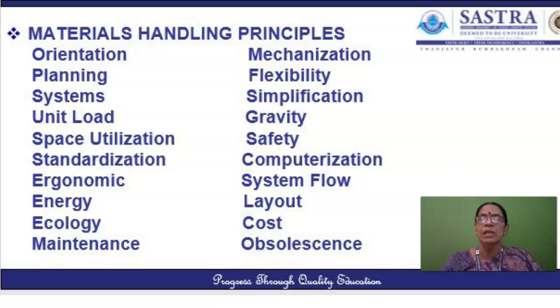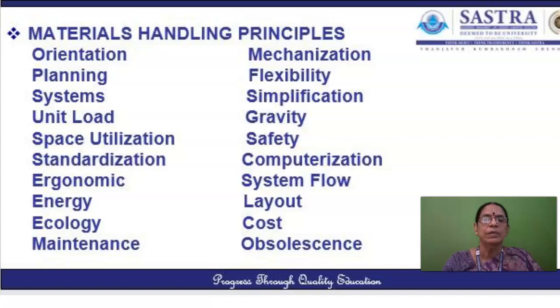Obsolescence principle: any obsolete methods and obsolete equipment present in the organization should be properly disposed of, and advanced technology should be implemented in the organization. The capacity principle is that any material handling equipment should be utilized to its fullest capacity. Then the control principle is that production control, inventory control and other handling costs should be properly controlled. The performance principle is that the efficiency in handling, the performance in terms of cost per unit, should also be calculated.